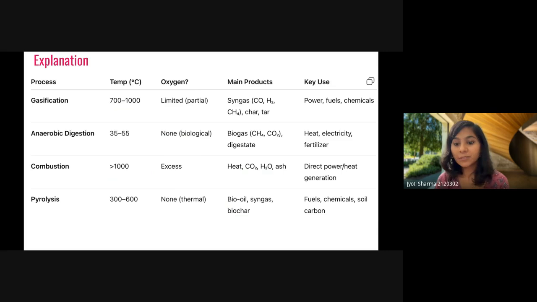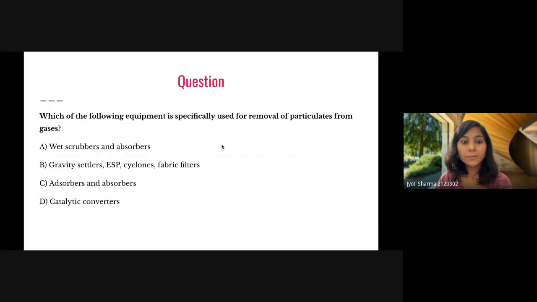So should we proceed further? Okay, thank you so much for your response. The next question is, which of the following equipment is specifically used for the removal of particulate from gases? And we have four options here: a wet scrubber and absorber, a gravity settler, ESP, cyclone, fabric filter, adsorbent and absorber, and catalytic converters.